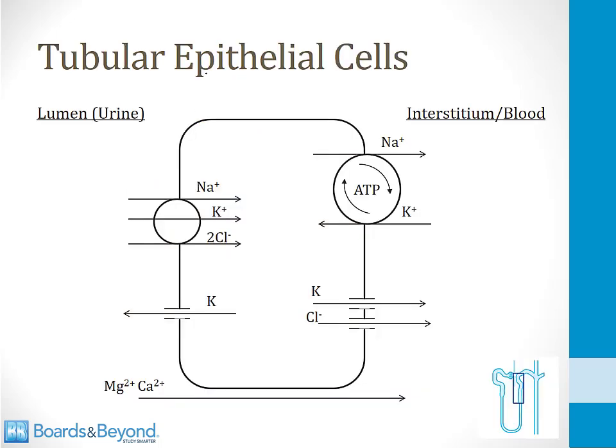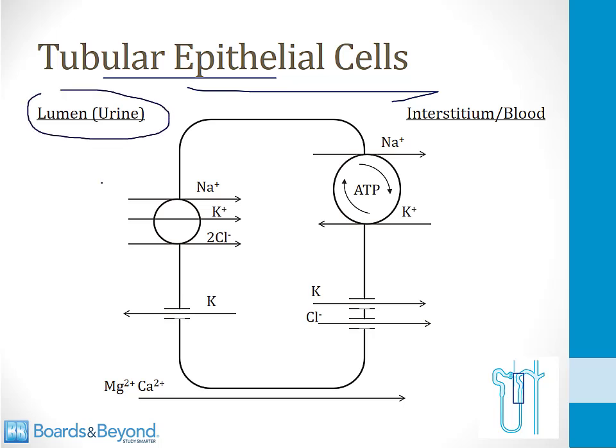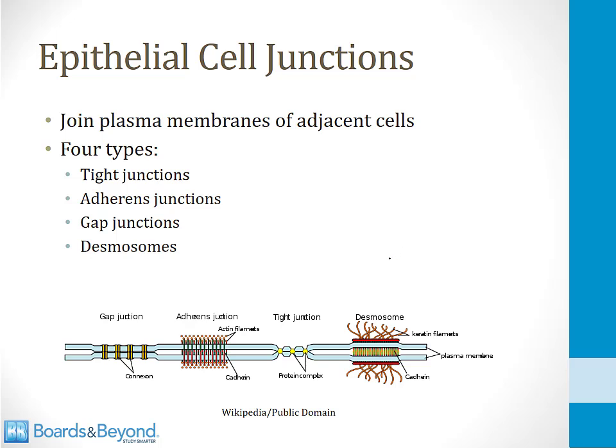And if you've watched our videos on the nephron in the renal section, in those videos I talk about tubular epithelial cells. These are epithelial cells that line the tubules of the nephron, and these cells are highly polarized. The side that faces the lumen, where the urine is, is called the apical side. The side that faces the interstitium or blood, which is towards the basement membrane, is called the basolateral side. And as you know, if you've watched those videos on the nephron, there are different pumps found on the different sides of the cell.